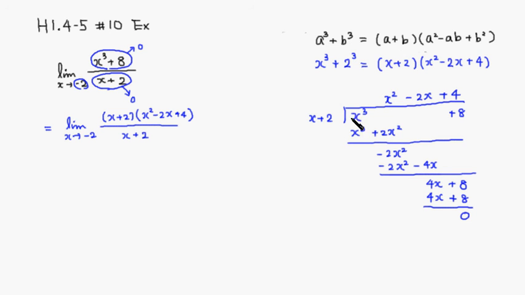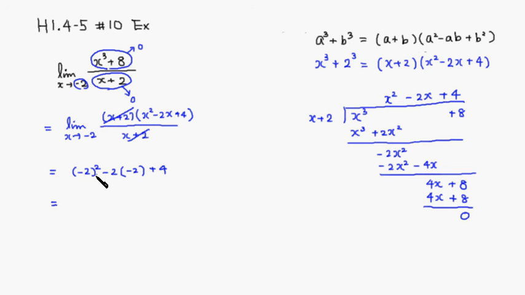So you can see that it divides evenly. x cubed plus 8 is the same as quantity x plus 2 times quantity x squared minus 2x plus 4, which is what we have right here. Then we cancel out the common factor on top and bottom. Then we plug in. Wherever you see x, we put -2. So it's going to be -2 squared minus 2 times -2 plus 4.